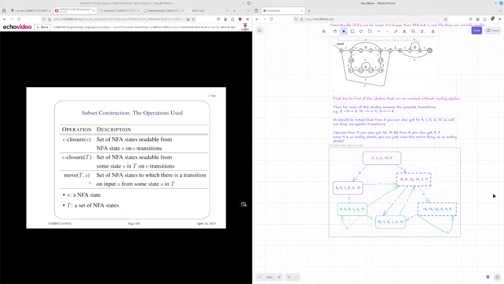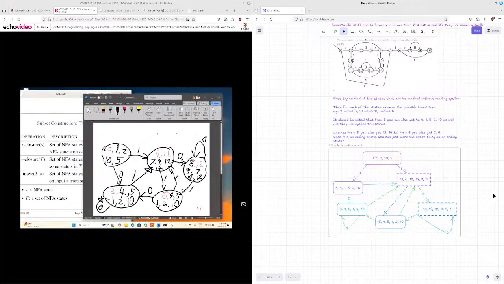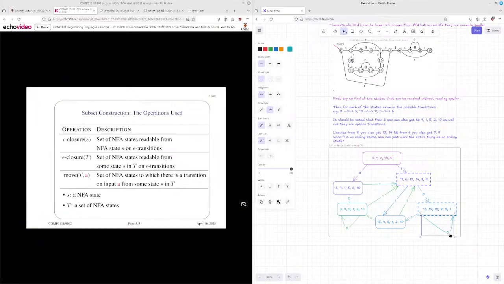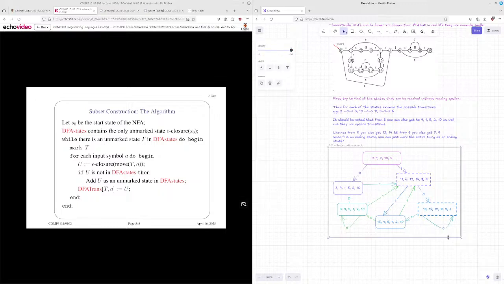What is move(T, i)? Well, you saw what I did. Every time I just draw a 0, we move from here to there. Okay, that's what you do. So if you look at the algorithm, something you can understand if you understand this example, that's exactly what we do. Look at the first line. Let S0 be the start state. In our case, 0.